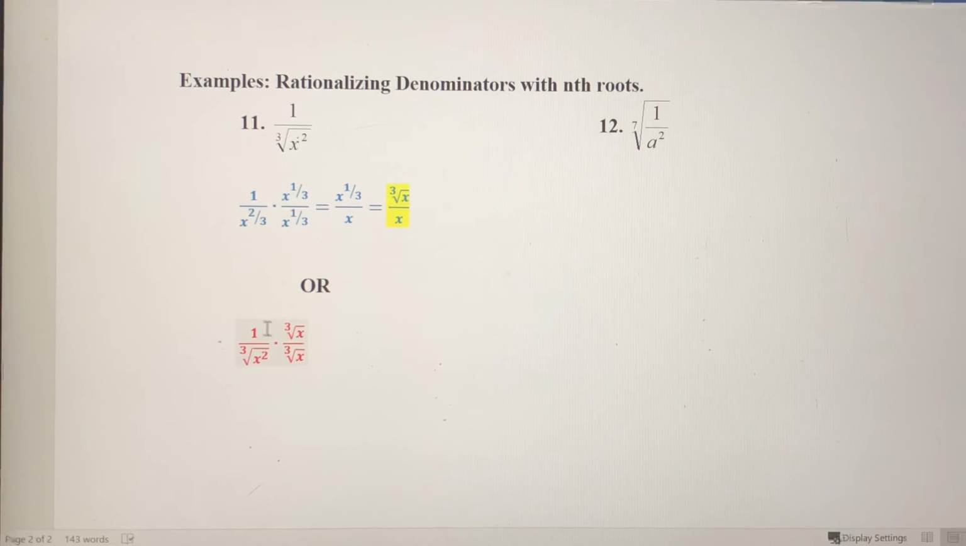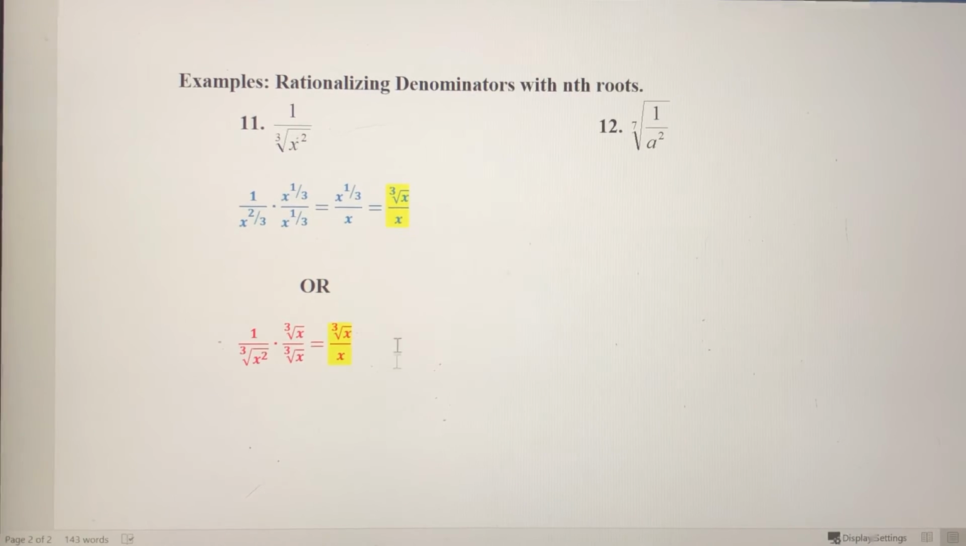When I multiply the numerators, I get 1 times the cube root of x, just like I did up here. When I multiply here, I get the cube root of x squared times the cube root of x, which is the cube root of x cubed, okay? Or the cube root of x to the 3rd, which I can simplify to x. So I get the same answer. This one was a little bit quicker, okay?